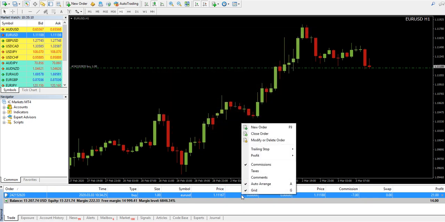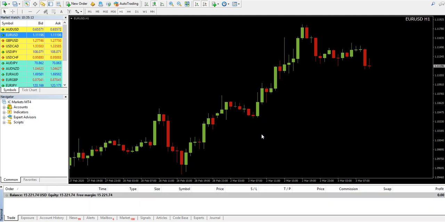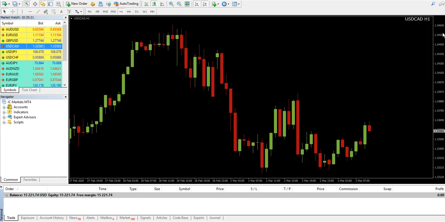Now let me close it. Right click on it and choose close order. It's closed. Now let me do the opposite. Assuming I want to sell, maybe let me drag a different pair. So now I want to sell USD CAD. I want to sell at the current price. Let me just mark that level so that you see where we are going to make the entry into the market. When I sell, my intention is that the market will start moving down. That's what you call a sell. Okay. So let's do that.